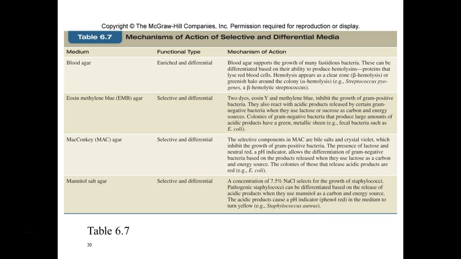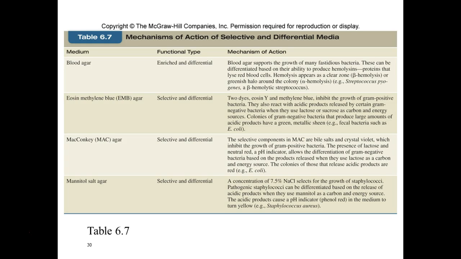For eosin methylene blue, its name is telling you what's toxic. It has both eosin and methylene blue. Those are two dyes. And so again, we're killing off gram positives and selecting for the growth of gram negatives. And this media is very similar to McConkey, and that's why we use EMB in the microbiology lab and we don't use McConkey, because they basically do the same thing, just in a different way.